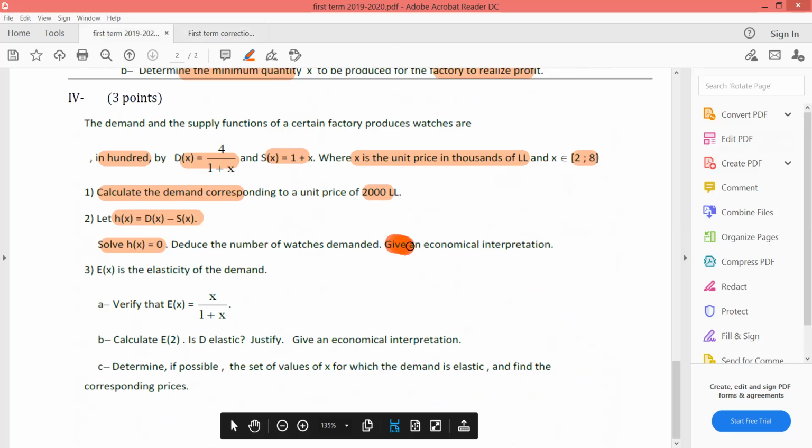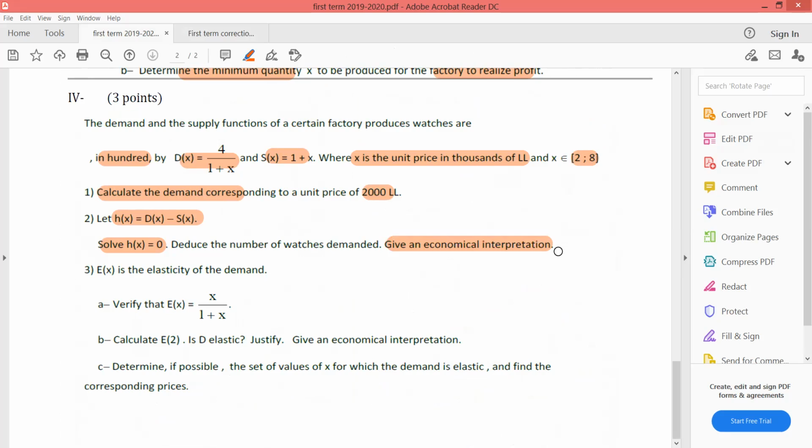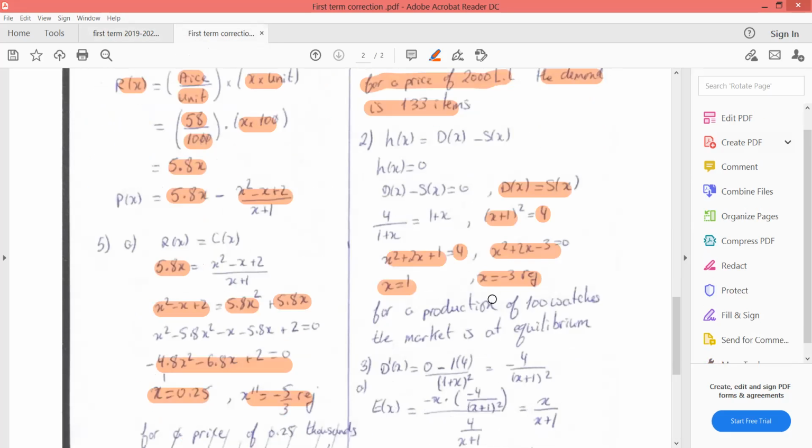What is the economical interpretation? Market equilibrium. How do we say it? Demand equals supply. So for a production of 100 watches, the market is at equilibrium. On demand equals supply; in the previous exercise we had revenue equal to cost.